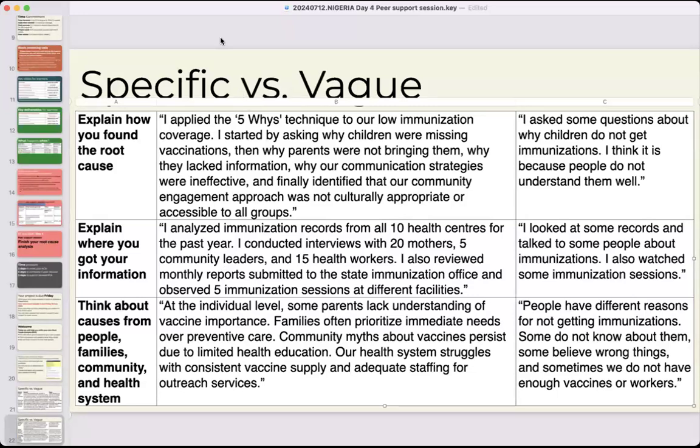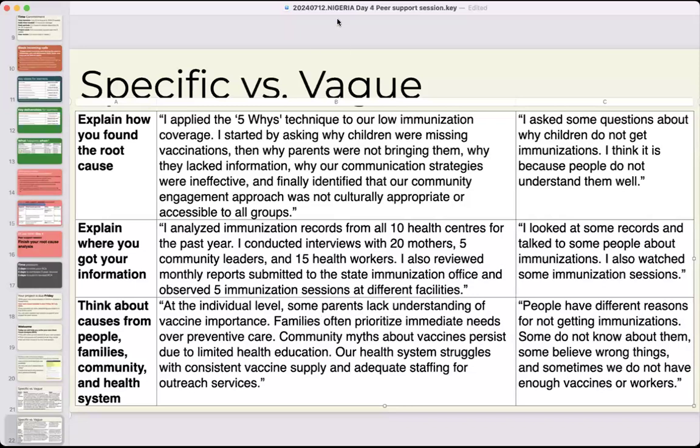If you are at the LGA level, where is your data from? Do you have access to DHIS2 or other sources of data or information? Do you have information from the mothers, from the community leaders, from the traditional birth attendants, from the traditional practitioners? So where are you getting your information? It is very important for that to be highlighted as well in your work. And then think about causes from people, families, community, and the health system. So at the individual level.